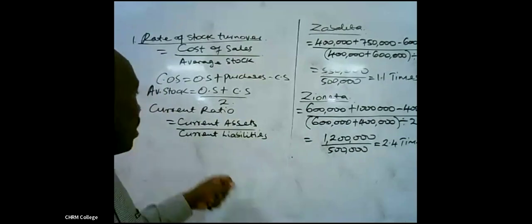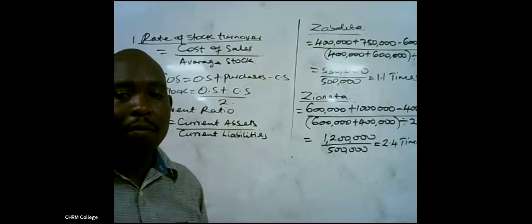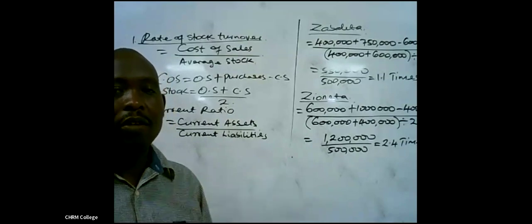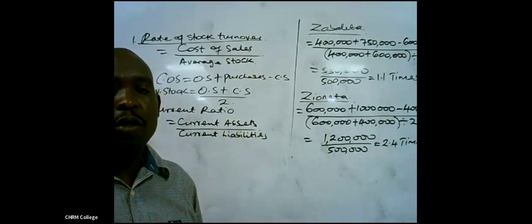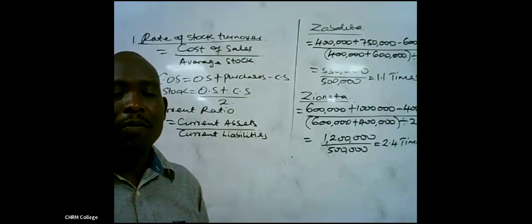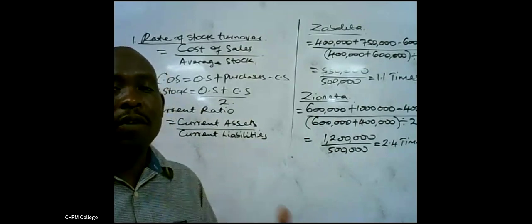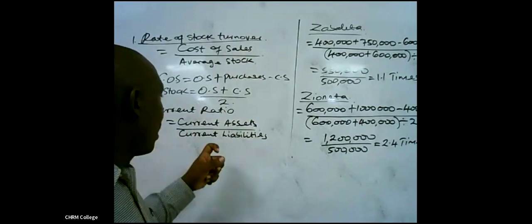For the current liabilities, these are the business debts that are payable within a short period of time. The creditors, that is the amount of money we owe the suppliers, the bank overdraft, the accrued expenses not yet paid, and the prepaid income, the income that we receive in excess, which we are supposed to refund. Those are the current liabilities.